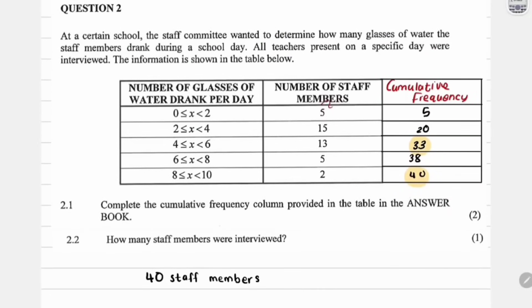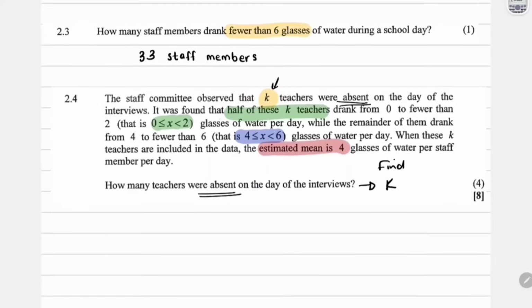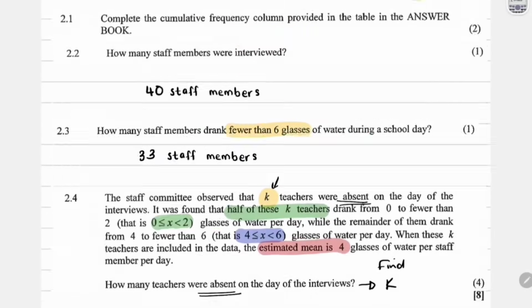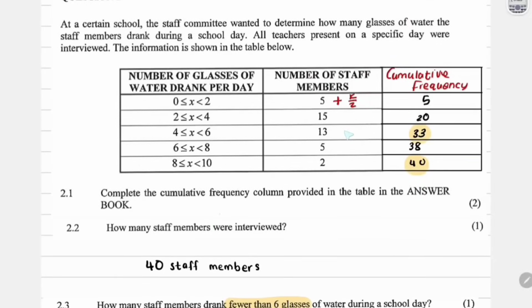And we know that the teachers here are not just going to be 5 anymore. We still need to add that half K teachers here. So we're going to add, you can say a half K, you can say K over 2, it's still fine. I'll just take that as K over 2. It's still the same as a half K, okay? Because that K is just going on the numerator to multiply into the 1. And then the other teachers, where were they? The remaining teachers, K over 2 again, they were in this interval 4 to 6. So we go to the 4 to 6 and we're going to put them in there. So add the K over 2 here.